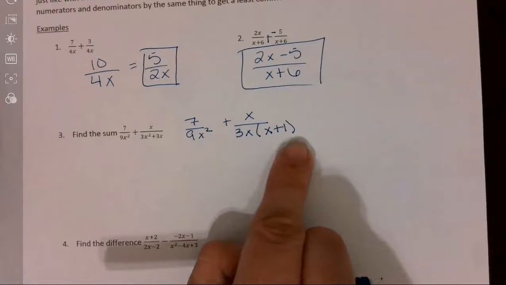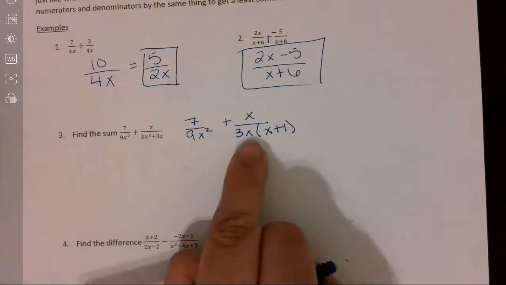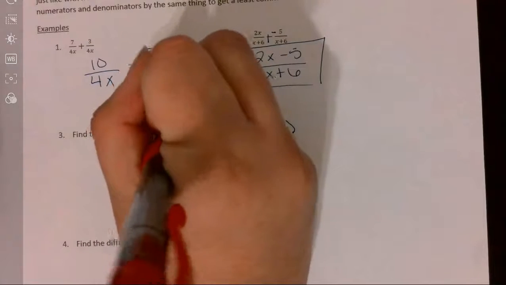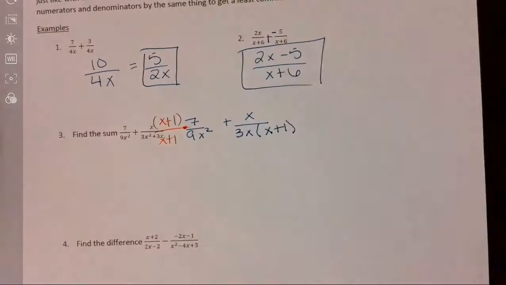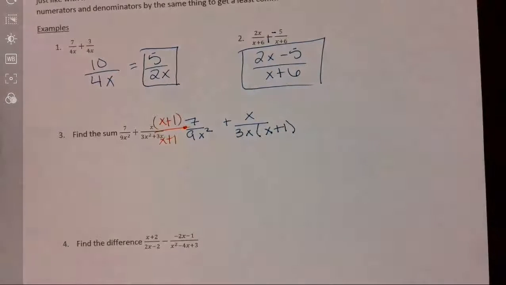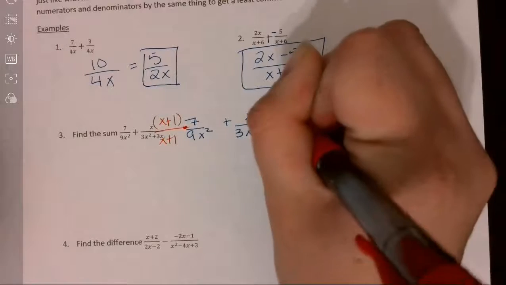I need these all to be the same. So I can clearly see this one is missing x plus 1, but notice it's 9x squared. 9x squared can be divided by 3x. So this one, all it needs is the x plus 1 to be multiplied. Okay. Over here, I need to turn 3x into 9x squared. So what I need to multiply over here is another 3x over 3x.